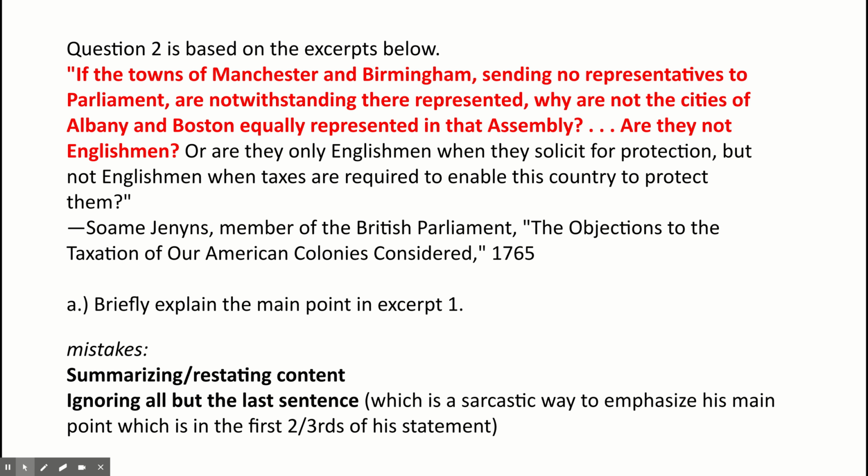So what he's doing is he is saying, hey, colonists, quit your whining, you hypocrites. You're just like Manchester and Birmingham. They don't get special representation. Or do you only claim it when you get something, money, but not when you have to give something back? And so he's not sympathetic to the colonists. He's telling the colonists to pipe down.